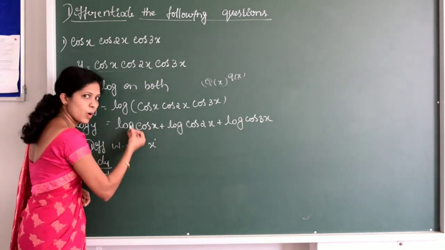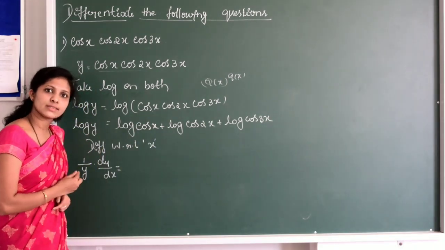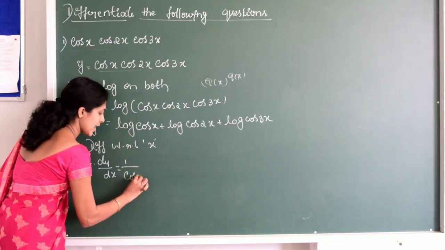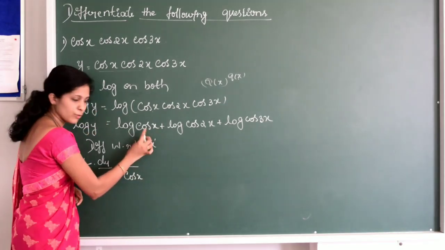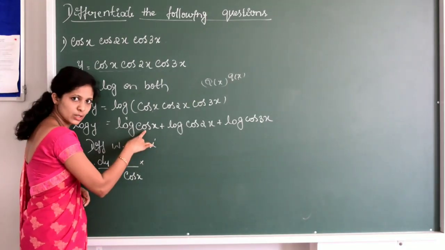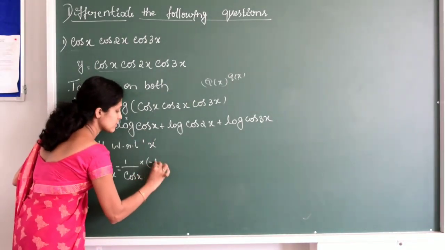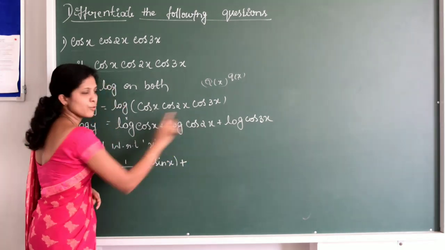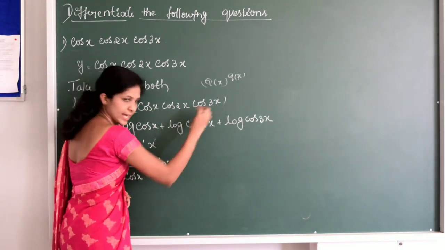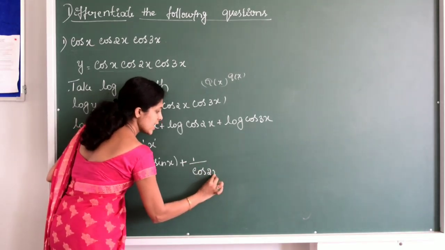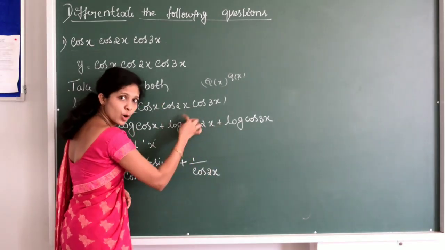So this is equal to log of cos x. It's of the form log x, right? Derivative of log x is 1 by x. So this is now 1 by cos x into derivative of cos x will be, is it clear? We have done with the log. Now we have to differentiate cos x. Derivative of cos x will be now minus sin x plus log of cos 2x. So it is log x. So this will be now 1 by cos 2x into derivative of cos 2x, right?